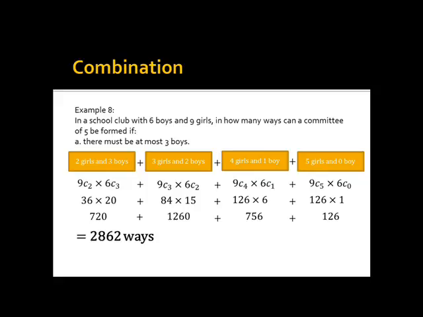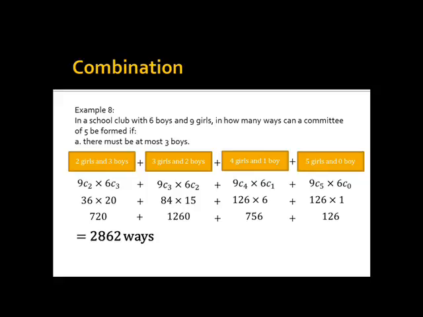Example 8. In a school club with 6 boys and 9 girls, in how many ways can a committee of 5 be formed if A. There must be at most 3 boys. So in this problem, we are looking for the number of ways a committee of 5 can be formed with at most 3 boys. So we can have a committee with 2 girls and 3 boys, a committee with 3 girls and 2 boys, a committee with 4 girls and 1 boy, and a committee with 5 girls and no boy.